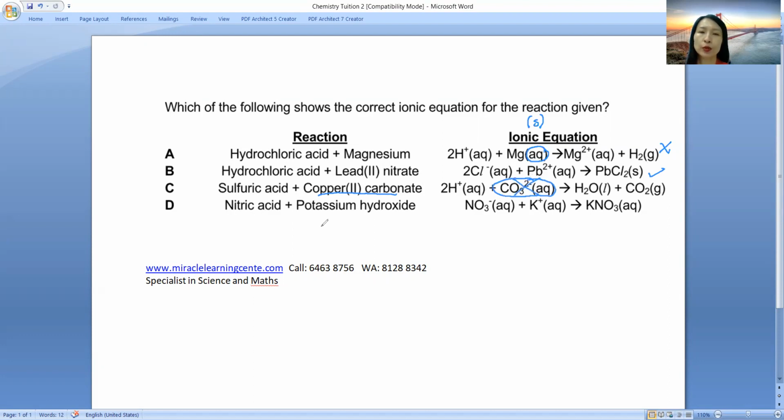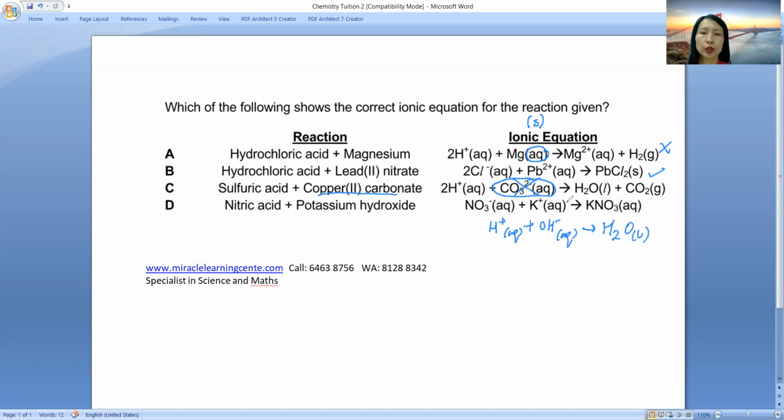Nitric acid with potassium hydroxide. You actually get salt and water. But this is an acid-alkali reaction. The final result for the ionic equation should be H plus, OH minus. Then it will give you H2O.